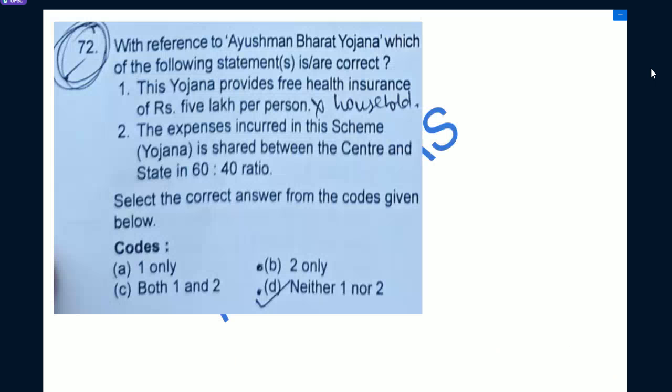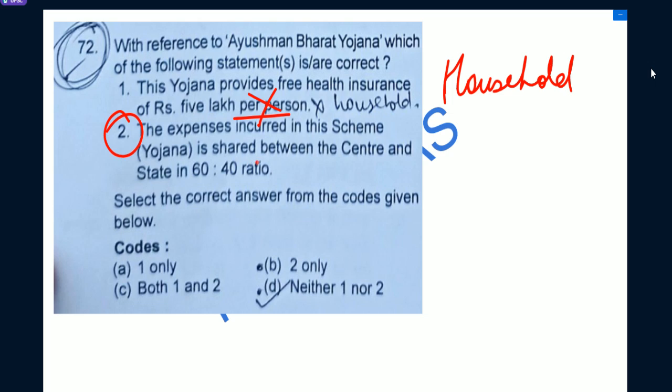Okay, question number 72. With reference to the Ayushman Bharat Yojana, which of the following statement is or are correct? This Yojana provides free health insurance of rupees 5 lakhs per person. No, this is not per person. This is for household. Okay, for household. Now this point is a tricky point now.